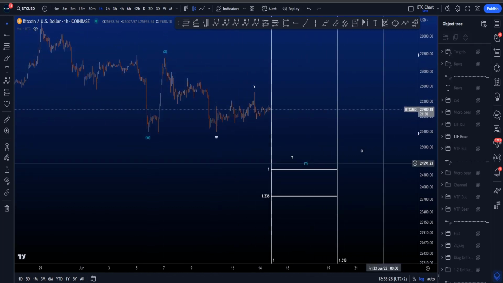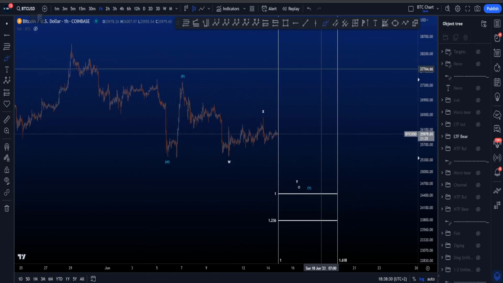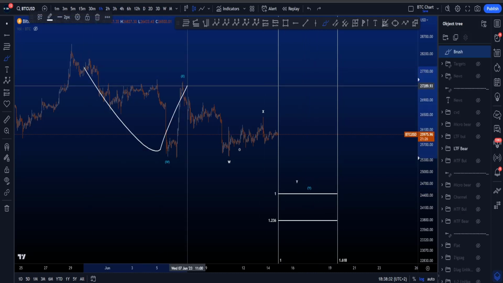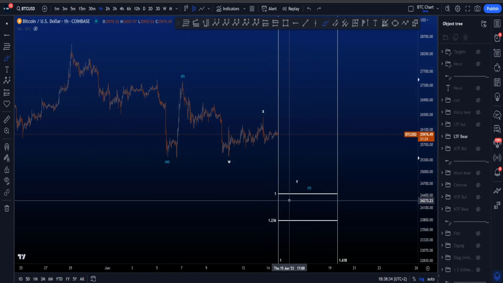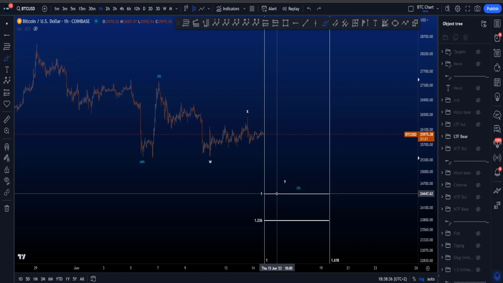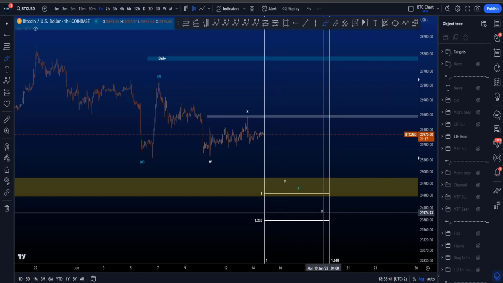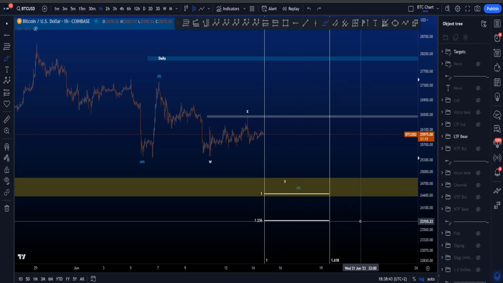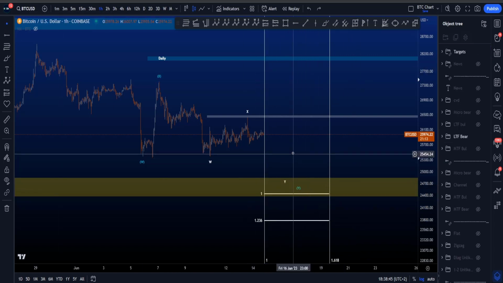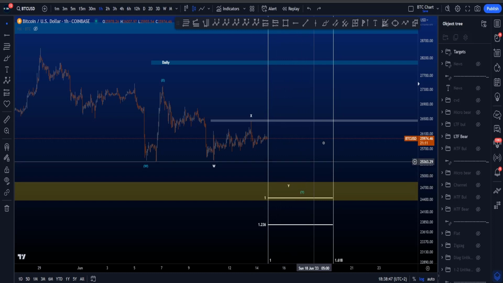Now the target area for wave Y, which is the blue wave Y over here in a WXY, is between the 1 and the 1.236, the most common target area, which is between 24.5k and 23.8k, which is in confluence with the yellow target box, as you can see. So this is actually very, very important support for a potential bounce on Bitcoin.